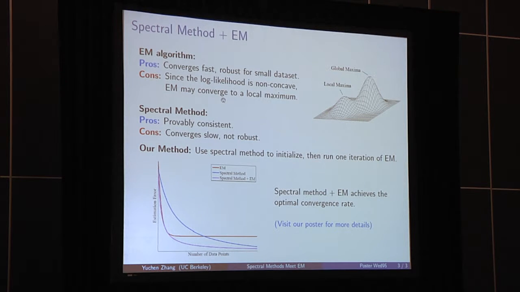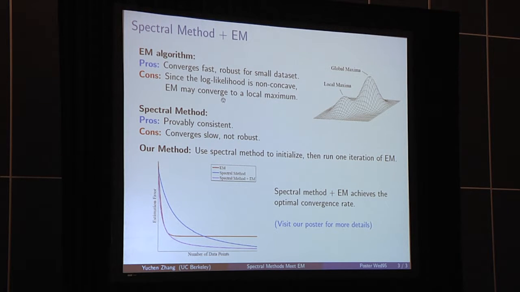It is observed in practice that the EM algorithm converges fast and robustly, but its performance sensitively depends on the initialization of the algorithm. Since the log likelihood function we maximize is not a concave function, if we initialize somewhere close to a local maximum, then the EM algorithm will converge to this local maximum, making the solution suboptimal.